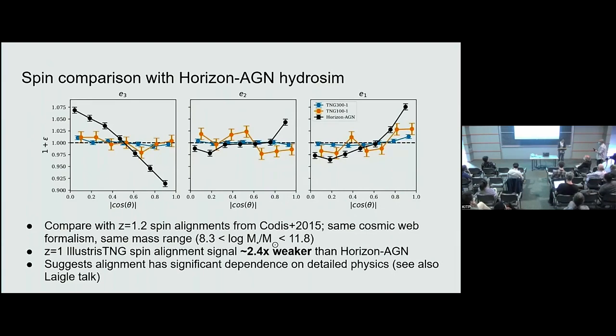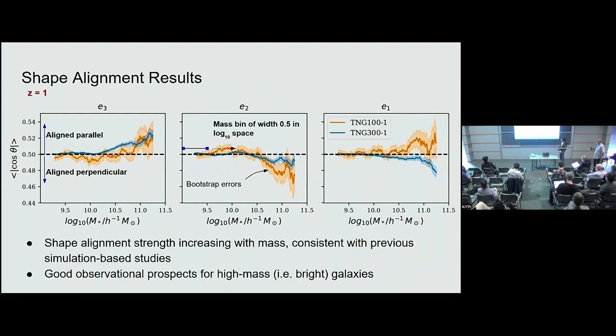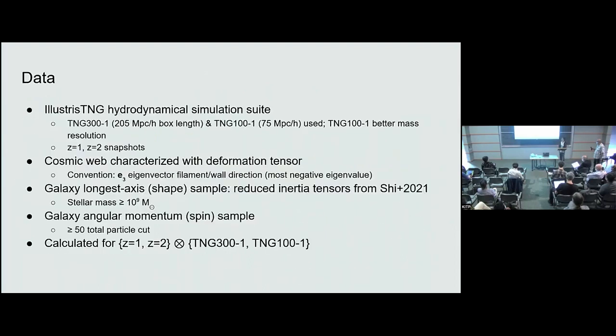I have a question. Just terminologically, you're talking about the deformation tensor. What exactly is the deformation tensor for you? So I think what I'm referring to as the deformation tensor is what other people at this conference have referred to as just taking the Hessian of the gravitational potential and diagonalizing.